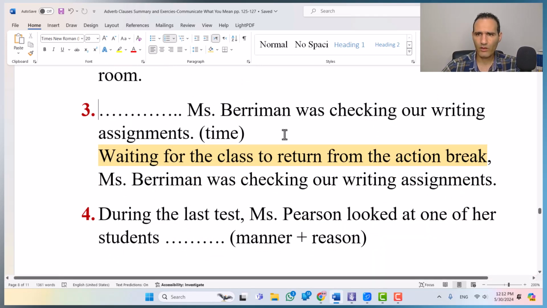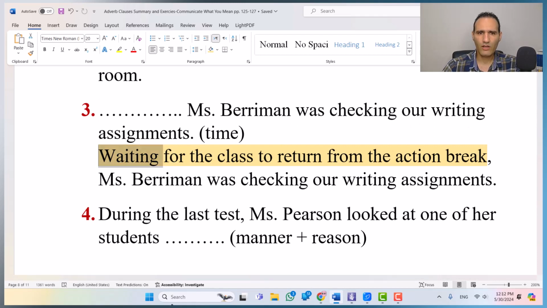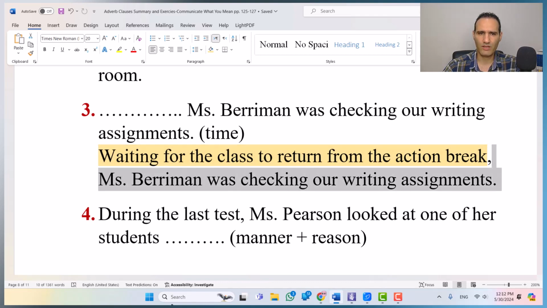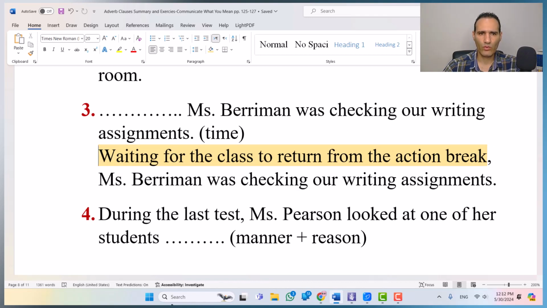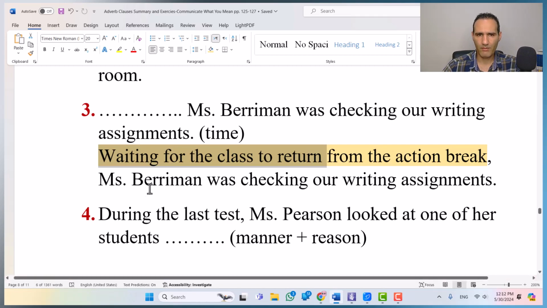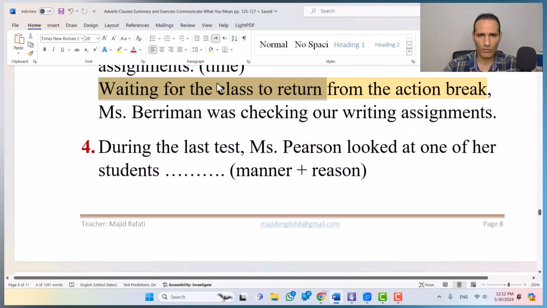Number 3. Ms. Berryman was checking our writing assignments, time. Waiting for the class to return from the action break, Ms. Berryman was checking our writing assignment. So it is a reduced adverb clause. While Ms. Berryman was waiting for the class to return from the action break, Ms. Berryman reduced it to waiting for the class to return. Time and reduced. Page 124 of the book.